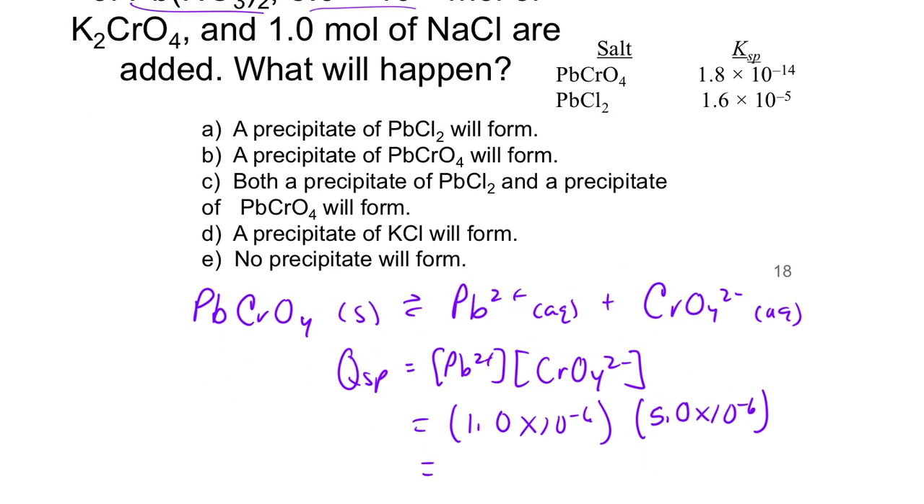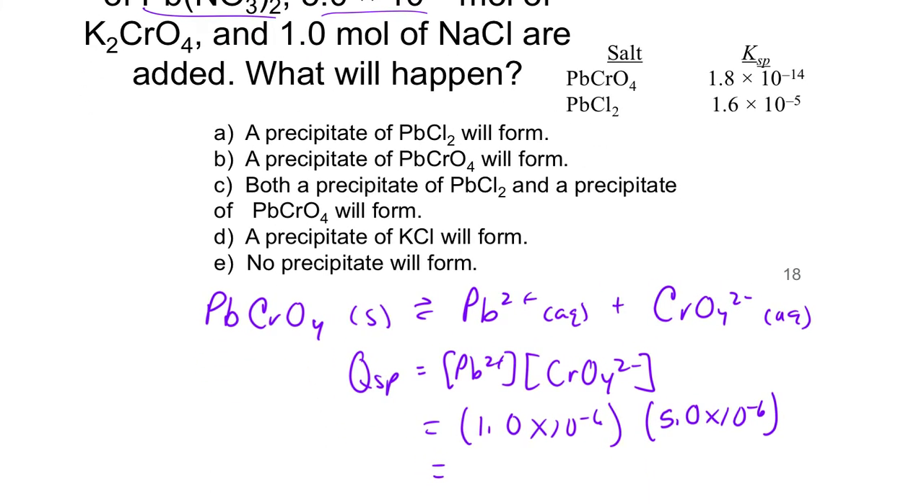When we calculate Q, we get 5 times 10 to the minus 12. Compare Q to K. K is 1.8 times 10 to the minus 14. QSP is greater than KSP. And a precipitate forms. Questions on that part?